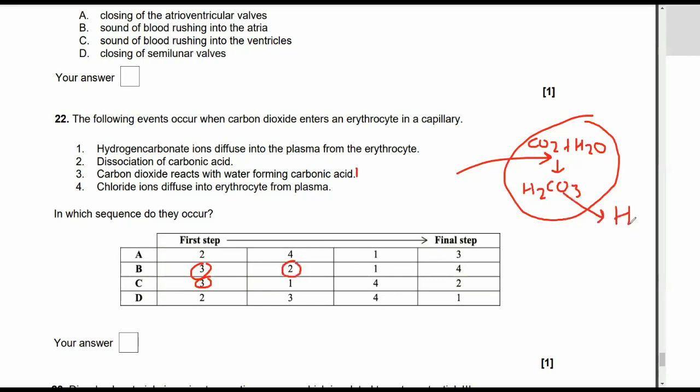And our correct order, CO2 reacts with water to form carbonic acid. So 3 is first. Carbonic acid dissociates would be next. Hydrogen carbonate ions diffuse out. And then chloride ions diffuse in. So we're looking at B for this one. B is the correct answer. Hopefully you got that right. I think there's one more question to go, or is that it?